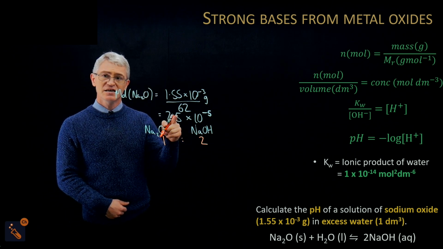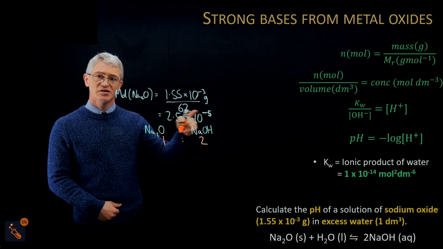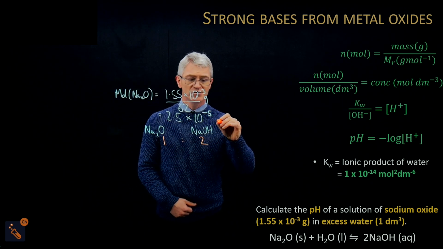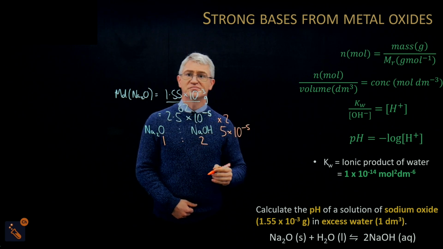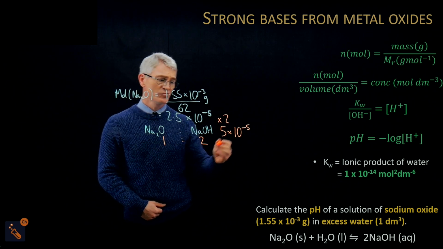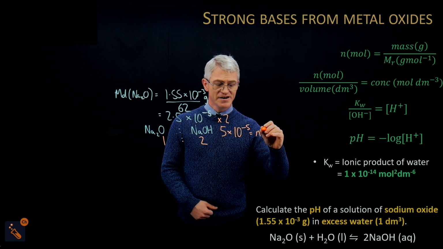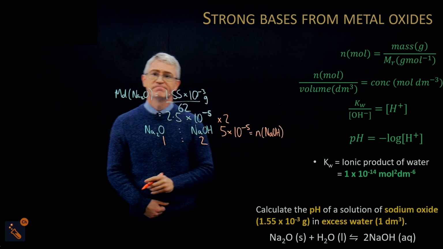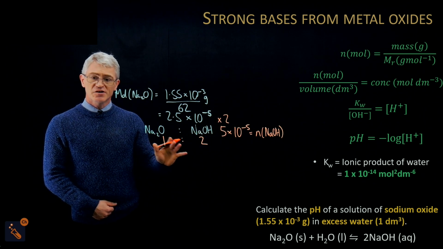Now that means this is the number of moles of Na2O. So I need to times that by 2. That number times by 2 is going to be 5 times 10 to the minus 5. So that means I've got my number of moles. That is my moles, let's call that n, of sodium hydroxide. So that's our number of moles there.